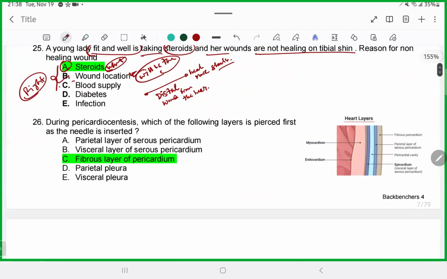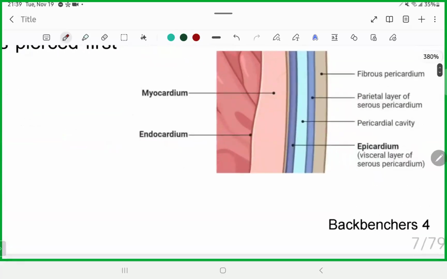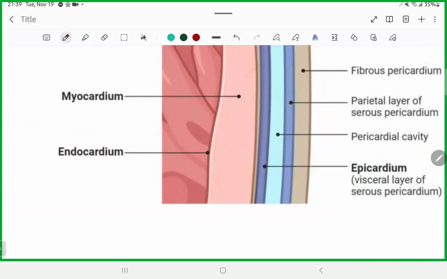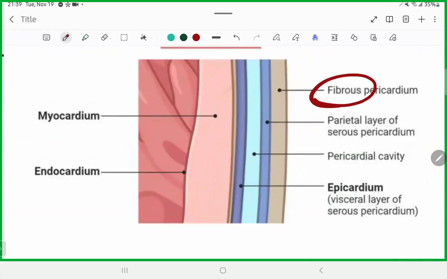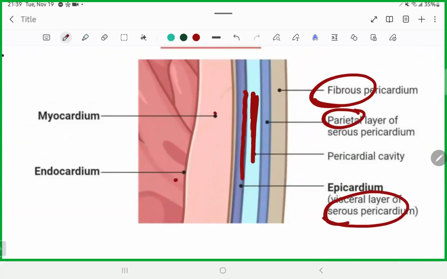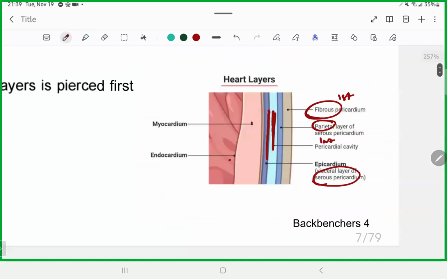During pericardiocentesis, which one of the following layers is pierced first as the needle is inserted? That is a very beautiful question. Just see the sequence. Fibrous pericardium, then the parietal layer of serous pericardium, and if there is fluid or blood, it will be collected here. Then the visceral layer of serous pericardium, that is on the epicardium. Then myocardium, then endocardium. Very simple and easy question. So this question can be asked as which one is the last layer? This one is the first layer and this one is the last layer. Very simple. Parietal layer of serous pericardium, before getting the blood or the water.